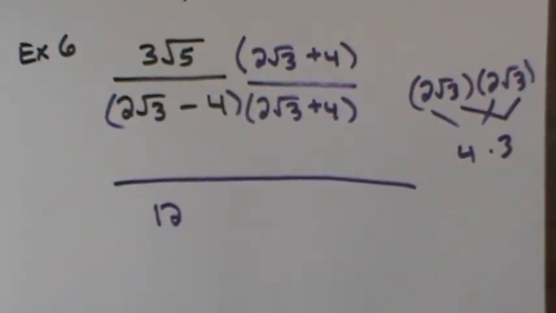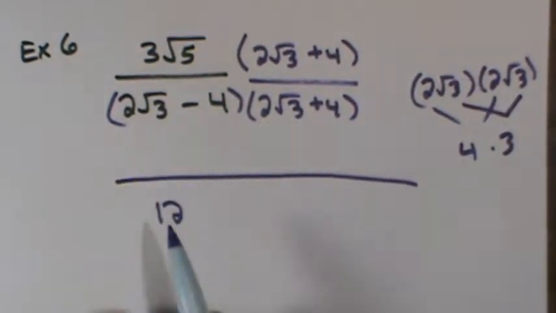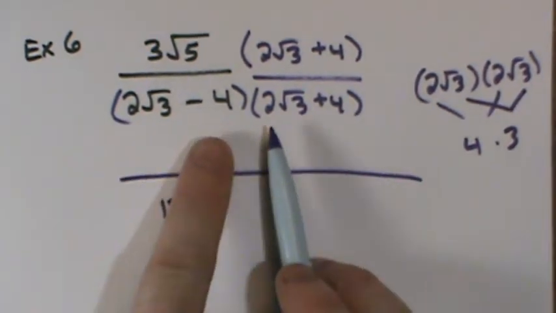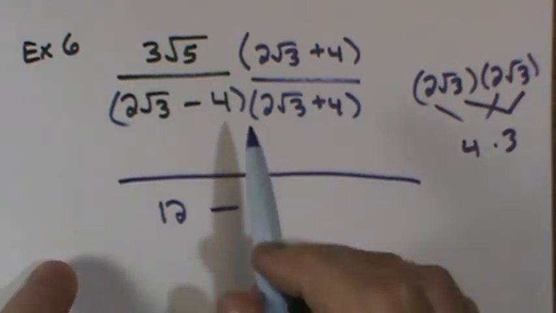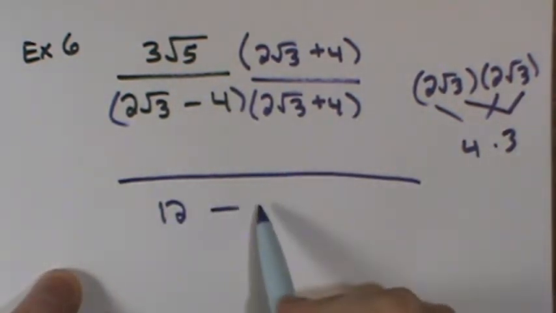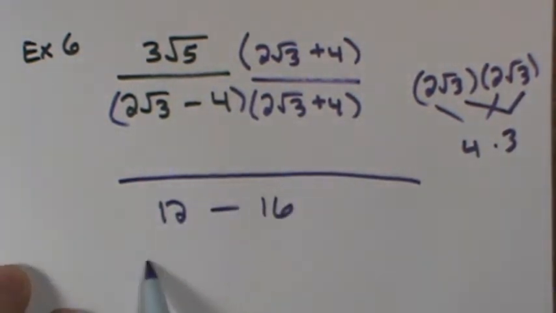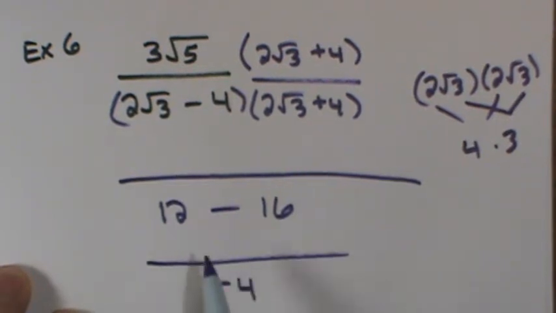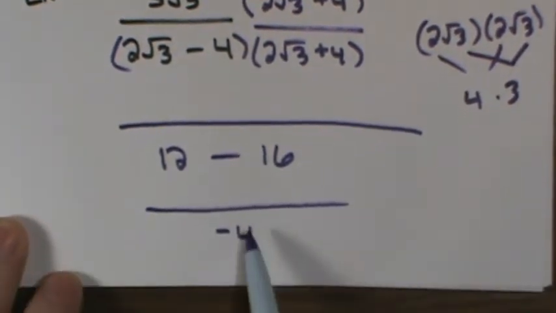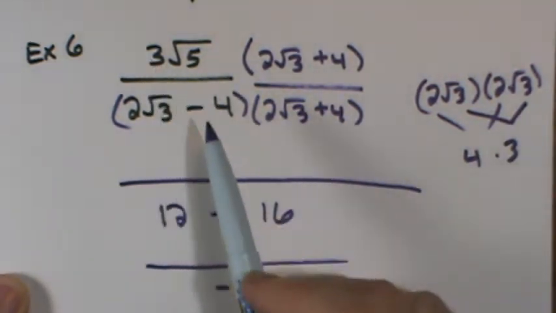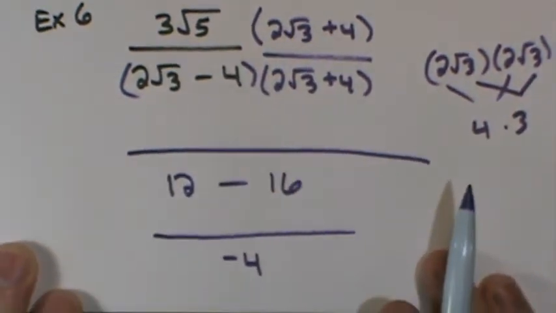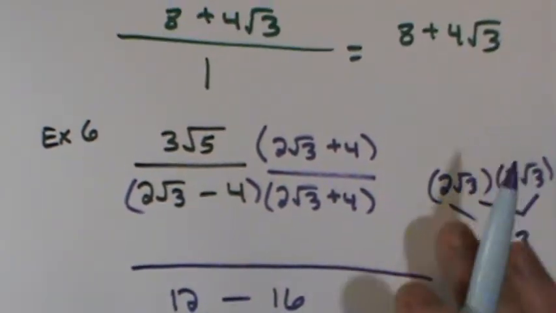Now I come back to the FOIL concept. So I did first with first to get 12. Outer, outer, inner, inner always cancels out, has to, minus automatically. 4 times 4 is 16, which means that I have a negative 4. 12 minus 16 is negative 4 for my denominator. I don't have an opportunity to cancel there, or at least it doesn't appear so at this point. So I'm going to go ahead and distribute.